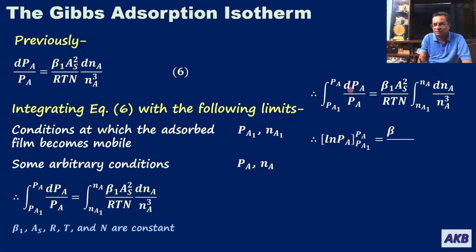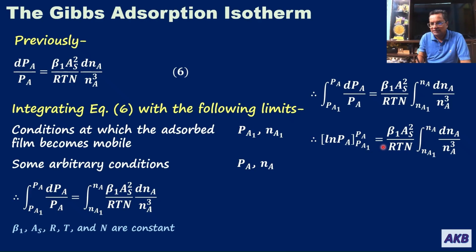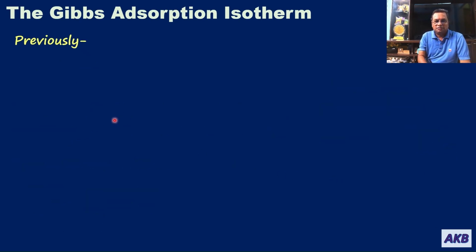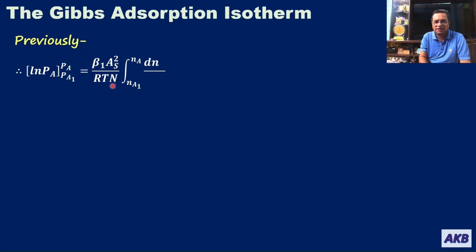And integration of dP upon Pa is ln of Pa, limits Pa1 to Pa, and we will do the integration of the other side. So on the other side, you have beta 1 a square upon RT capital N integration from Na1 to Na dNa upon Na cube. So previously we got this ln of Pa from Pa1 to Pa, that is equal to beta 1 a square upon RT capital N integration from Na1 to Na dNa upon Na cube.